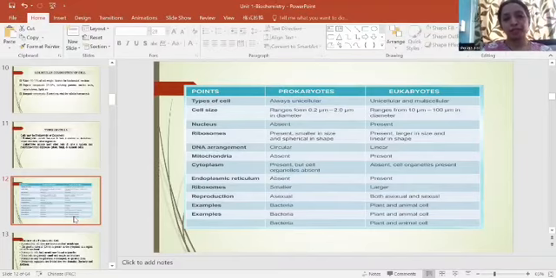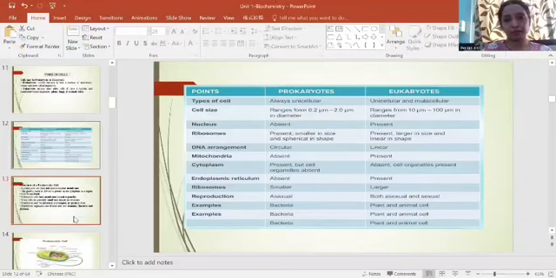Mitochondria are absent in prokaryotes, while in eukaryotes, mitochondria are present. Similarly, endoplasmic reticulum is also absent in prokaryotes and present in eukaryotes. Examples for the prokaryotes are bacteria, and examples for eukaryotes are plant or animal cells.